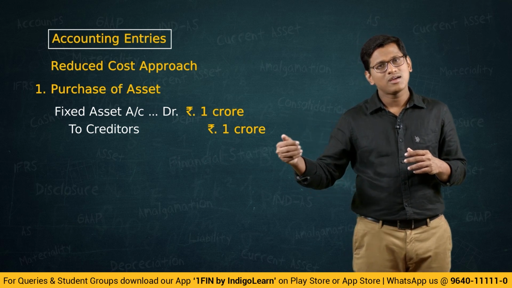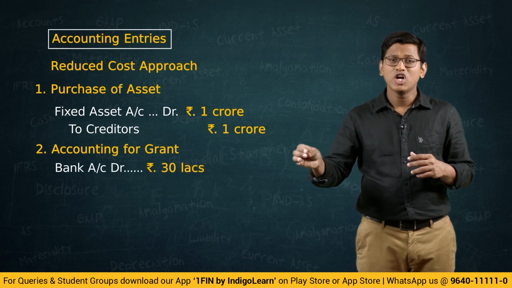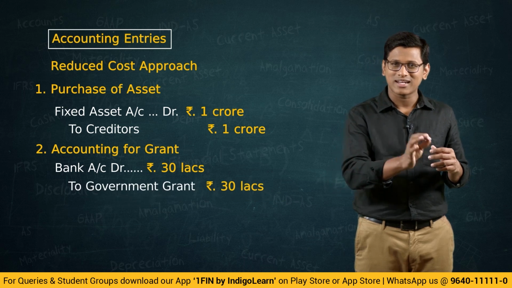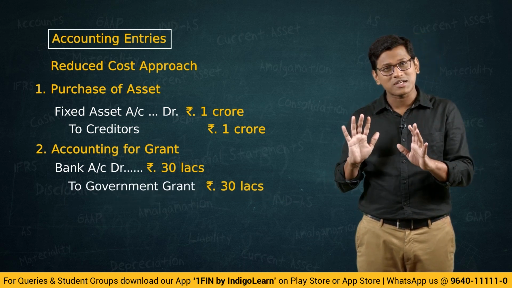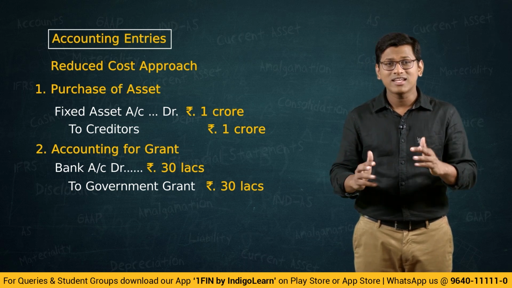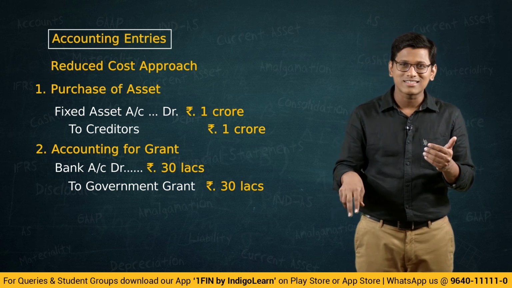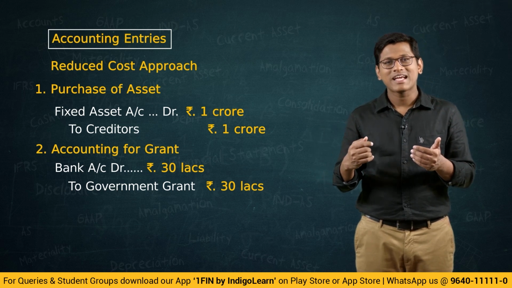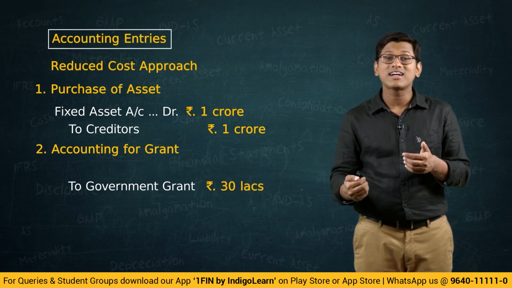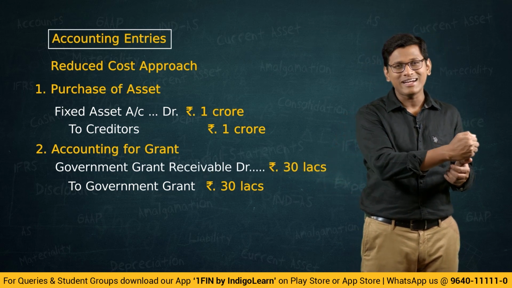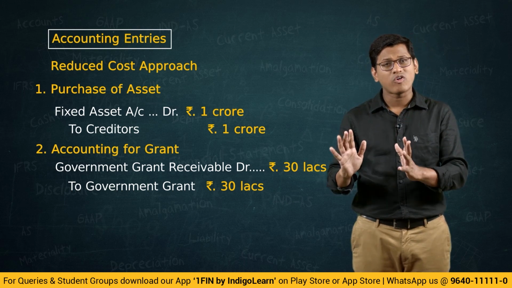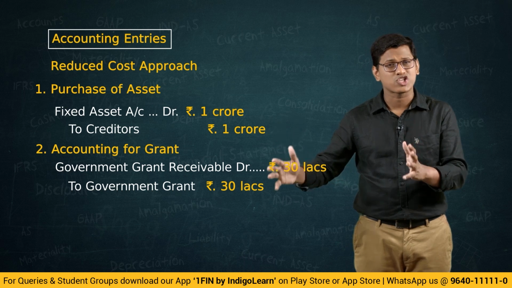Then what is the entry? Bank account debited 30 lakh rupees to what? To government grant 30 lakh rupees. So this is the entry you are passing. Imagine the government grant is not yet received. It is still receivable. Then what is the entry you will pass? Credit side will not change, only the debit side. So instead of writing cash or bank account debited 30 lakhs, what would you say here? You would say government grant receivable debited 30 lakhs to government grant 30 lakhs, right? So this is the entry for government grant recognition, right?